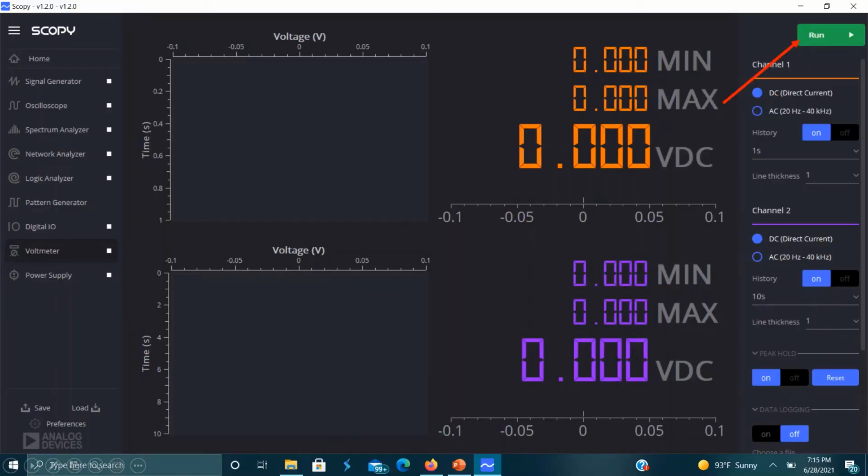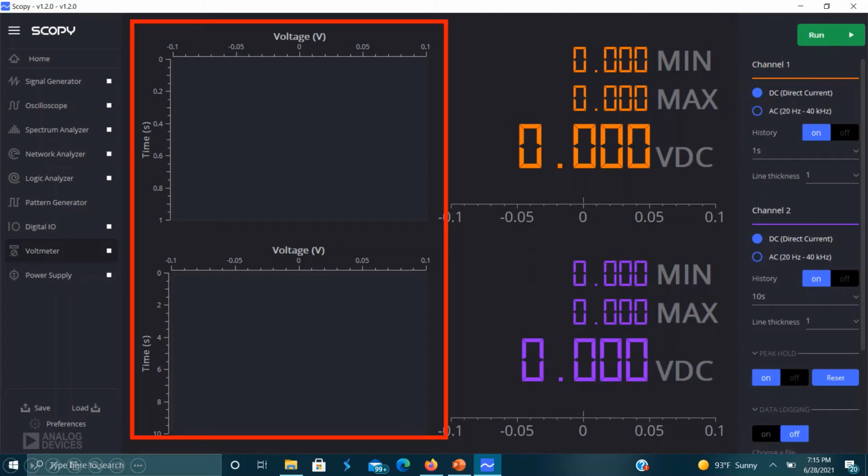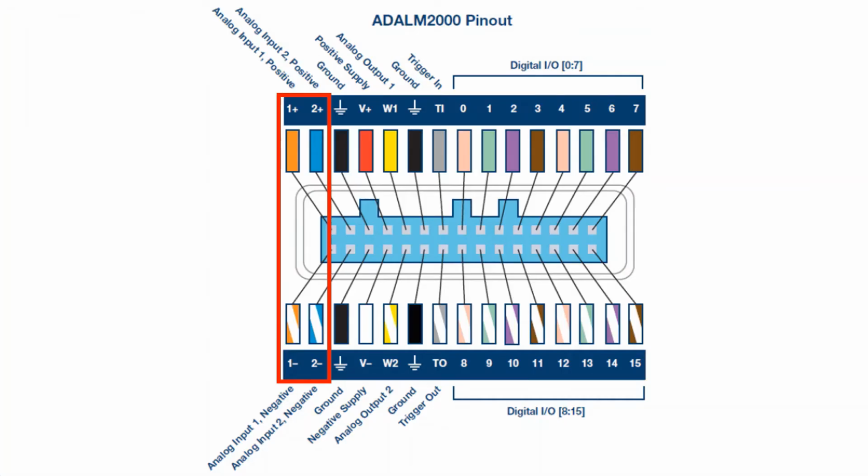On the M2K, the measurement will display when the Run button at the top right corner is pressed. The voltmeter also keeps track of the change in voltage over time while using the device. There are two possible channels that can be used to measure voltage, and these are represented by the 1 plus and 1 minus and 2 plus and 2 minus wires from the analog probes.